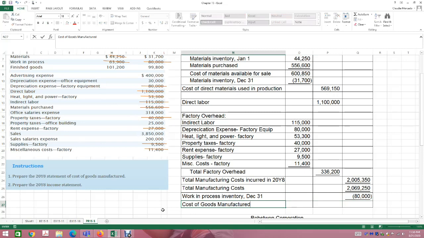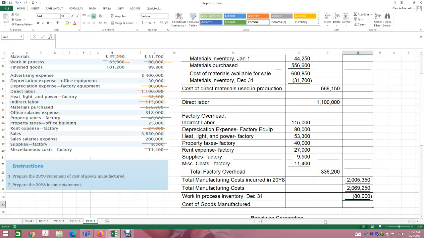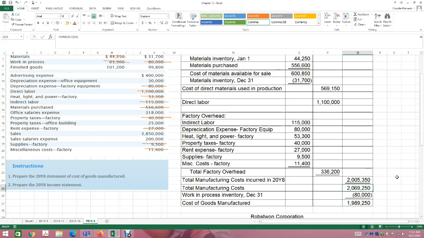See, I had forgotten one step, and that would have thrown my whole calculation off. Okay. And then we would add those together. So you get your 2,069,250 minus your $80,000, and that will give you the 1,989,250.